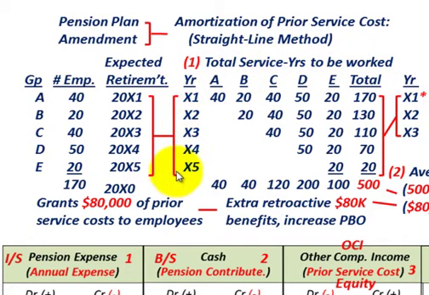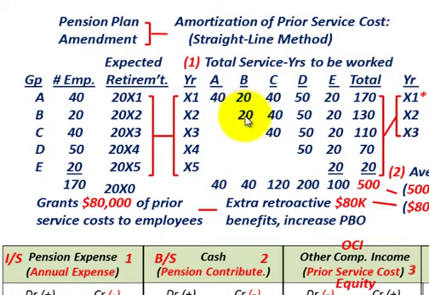This is how you'd lay it out. You take year X1 through year X5, and then determine your total service years based on when they're going to retire. For the first year, X1, all the employees would have worked. Group A would retire at the end of the year, but they would be included in the service years worked, so Group A is shown at 40, and the rest of the groups are included too. So we have a total of 170 employees who worked in year X1.